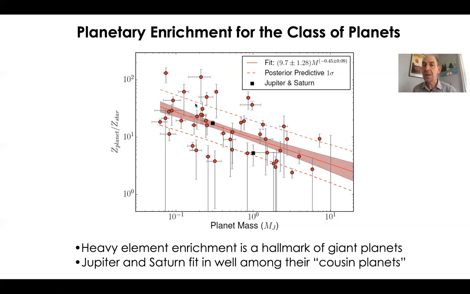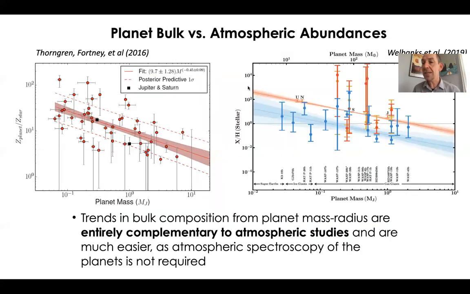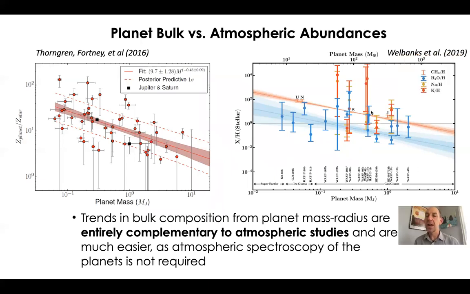So for the first time, what we found in this paper was this sort of universal relation for this mass metallicity diagram in terms of its slope and its spread. This is entirely complementary to what people are trying to do in terms of atmosphere modeling. As we've talked about earlier, people are trying to devise if there's a mass metallicity trend for atmospheres. So on the left is a plot we already showed. On the right is a plot by Welbanks et al.